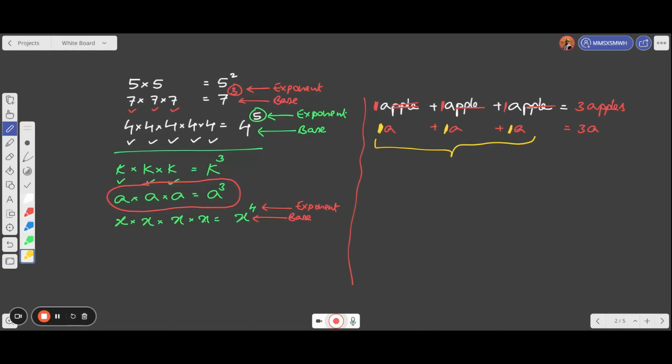So the conclusion is, if a number is multiplied by itself, then we write this as base and exponent. Whereas if a variable is added to itself, x plus x, remember no coefficient, you can take 1 here, that eliminates a lot of confusion. This is 2x. That's it.